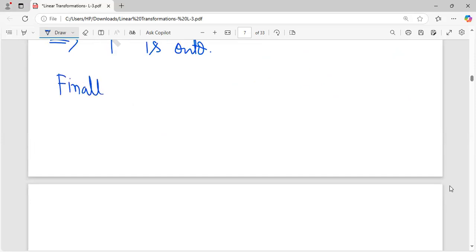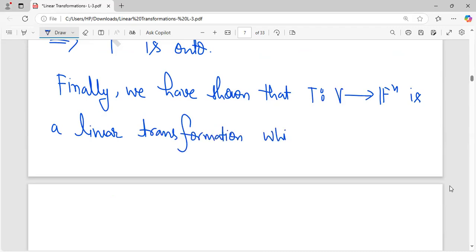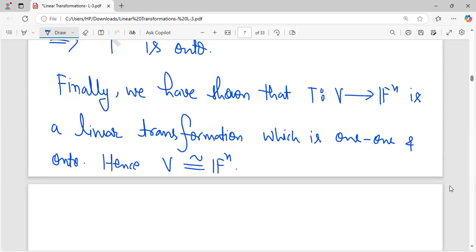Finally, we have shown that T from V to F^n is a linear transformation which is 1-1 and onto. Hence, V is isomorphic to F^n. So this is true.